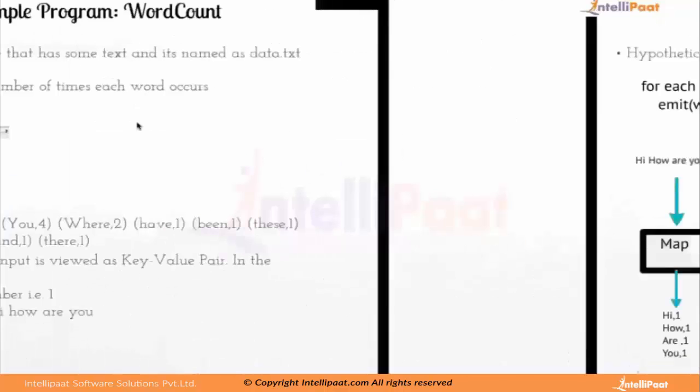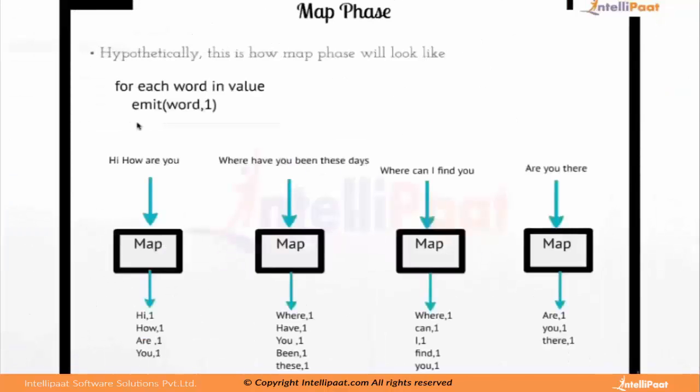So hypothetically, this is how your map phase looks like. So you have, let's say, map 1, which will take, hi, how are you? Map 2 would take, where have you been these days? Map 3 would take, where can I find you? And map 4 will take, are you there? What happens is each map will give his own output. Each map will focus on his business and give you the output.